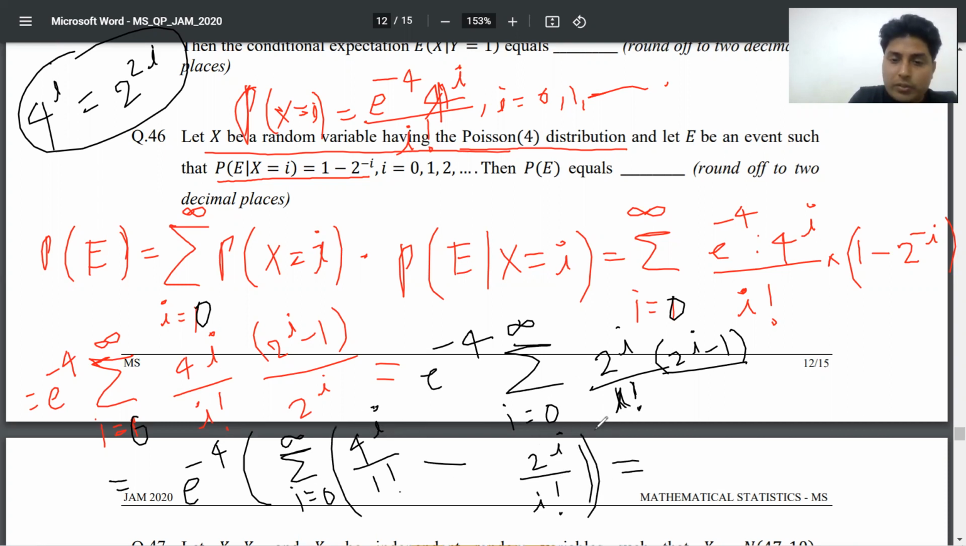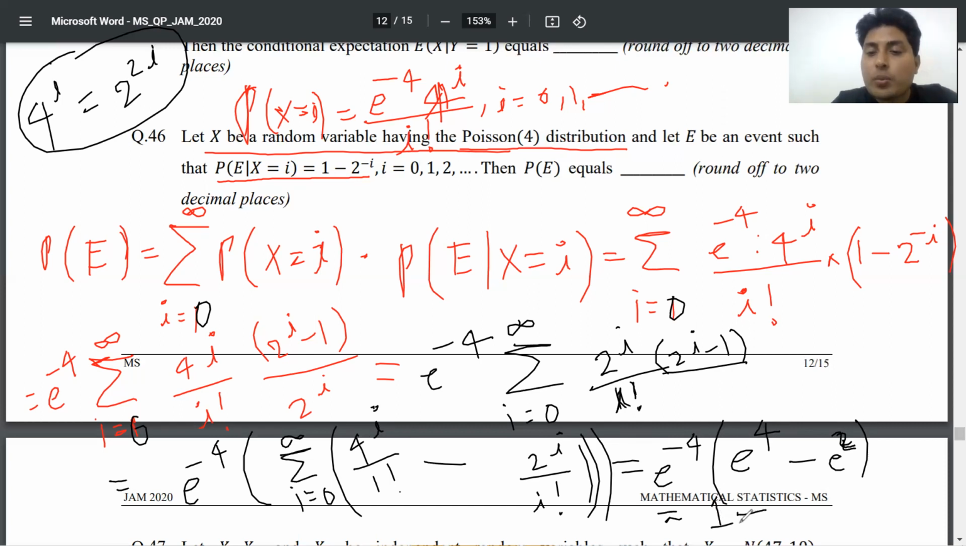The summation is over both, and e raised to the power minus 4 is outside. So 4 raised to the power i upon i factorial, i from 0 to infinity. You know the expansion of the exponential function e^x: that is e raised to the power 4, minus the summation of 2 raised to the power i upon i factorial from 0 to infinity, which is e squared. So finally, e raised to the power minus 4 is shifted into the bracket: e raised to the power minus 4 times e raised to the power 4, that is 1, minus e raised to the power minus 4 times e raised to the power 2, so e raised to the power minus 2.